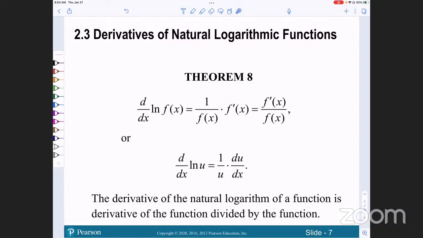So now what if we have the derivative of the natural log of some function? It's still 1 over that function, but now we say times that function's derivative, f prime. Or in other words, the derivative of the natural log of some function is going to be f prime over f. Another way of looking at it, for u, times a u prime or a du by dx. In other words, the derivative of the natural log of a function is the derivative of the function over the function, f prime over f. Okay.